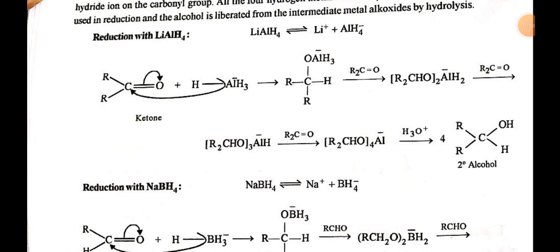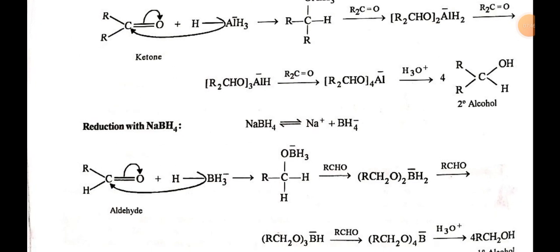So when a ketone reacts with LAH, it is reduced by hydride, and the product again reacts with another molecule of ketone, which gives the structure written here, which again reacts with another molecule of ketone. It again reacts with another molecule of ketone and gives R2CHO4Al negative, which is hydrolyzed by water to give a secondary alcohol.